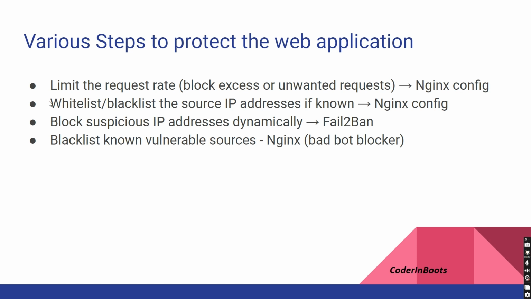Second, we can blacklist or whitelist the source IP address, if we know the source IP address. Not all applications can do this, because only in some specific applications do we know it. So if your application allows you to whitelist the source IP addresses, then you can whitelist them in the NGINX configuration. You can even do this whitelisting at the firewall level as well, but at the NGINX level also we can do this.